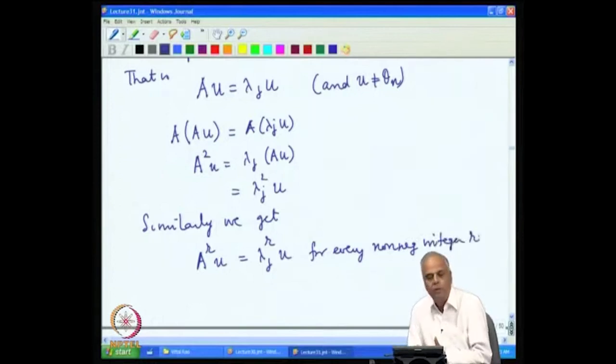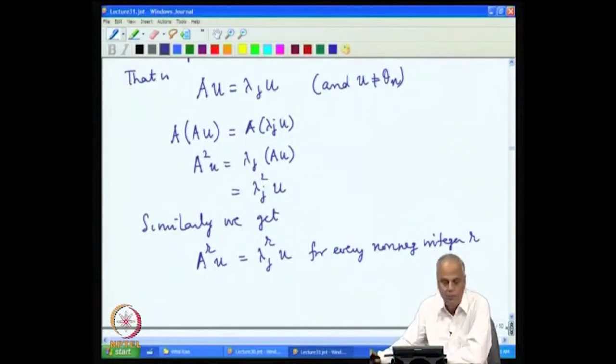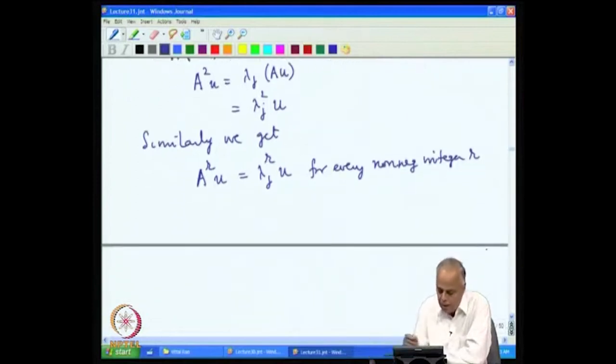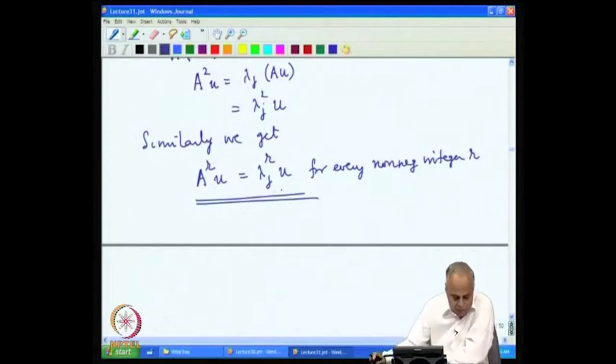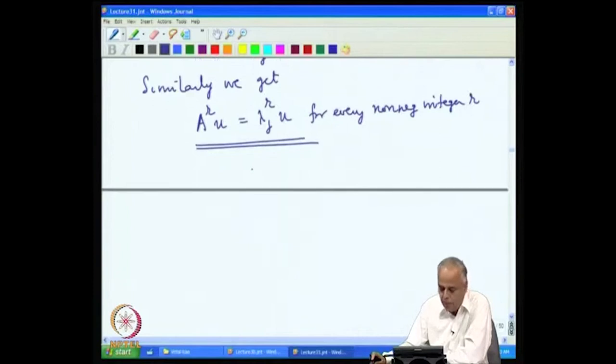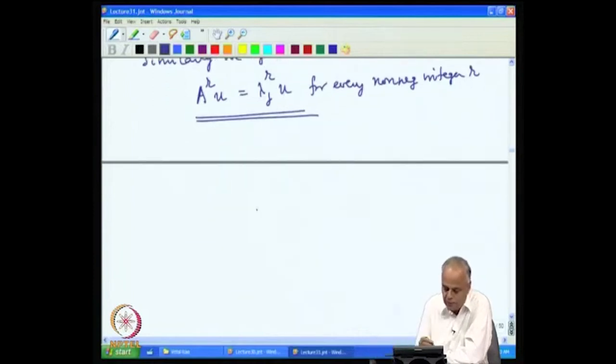A cubed u will be lambda j cubed u, A power 25 u will be lambda j to the power of 25 u, and so on, and in general A power r u will be equal to lambda j to the power of r u. So, if u is an eigenvector, then to calculate the power of the matrix A acting on u, all we have to do is take the power of the eigenvalue and multiply it with the vector. Now, this has an additional amplification.